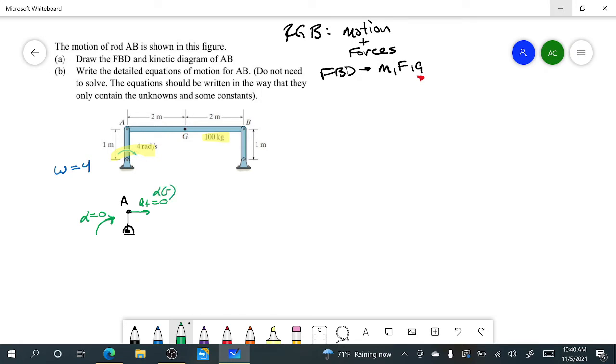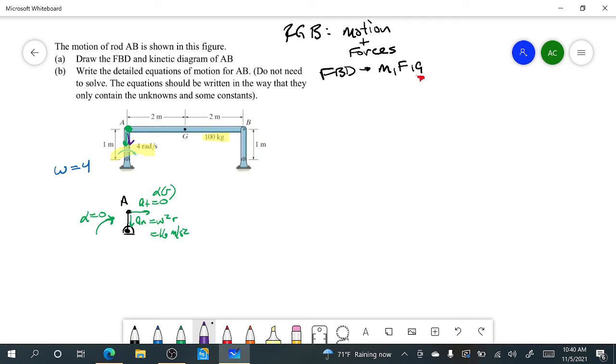But then you can't forget it's rotating, and so you need a normal acceleration. The normal acceleration is going to be W squared times r, which would be 4 squared times 1, which is going to be 16, and that'll be meters per second squared. Okay, so I have my accelerations happening on A. So on this point right here, I now have an acceleration downward, and I have no acceleration to the right. Great. That acceleration, odds are, is going to translate to a force when I start looking at it on the mass that's the rod AB.